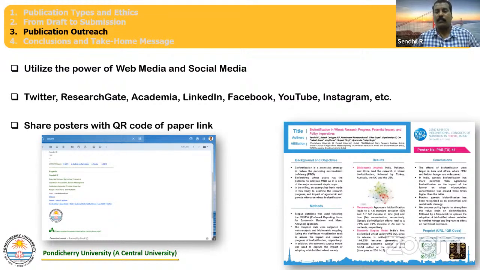Another way of popularizing your research is particularly useful when you are presenting a poster. Obviously, since a poster is a non-editable format, you cannot give any links. In that case, what I suggest is that the links can be converted into a QR code. There are a lot of online tools which, if you give the URL of a paper, will convert the URL to a QR code, that is, a quick response code. If you see the poster shown in the slide, at the bottom we have two QR codes. If you scan them with your scanner, they will lead to the paper. This is one way through which you can popularize your research.